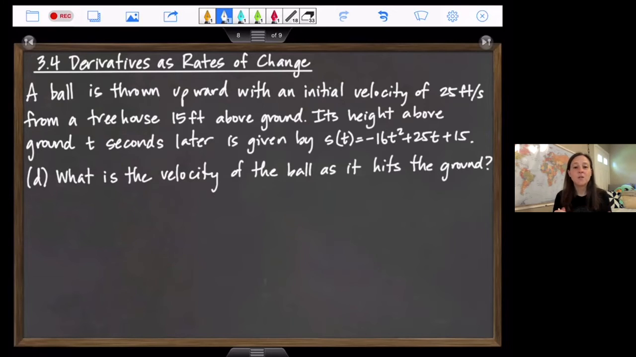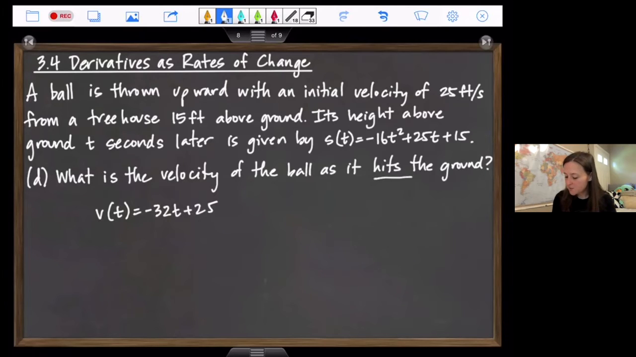All right, so we know that the way we calculate that is with our velocity function. We're going to have our velocity function, which we figured out in the last video was negative 32t plus 25, just the derivative of our position function. And then what is the velocity of the ball as it hits the ground?